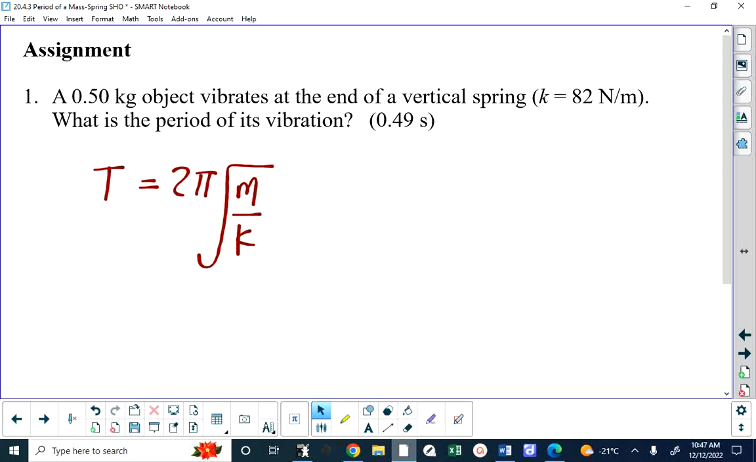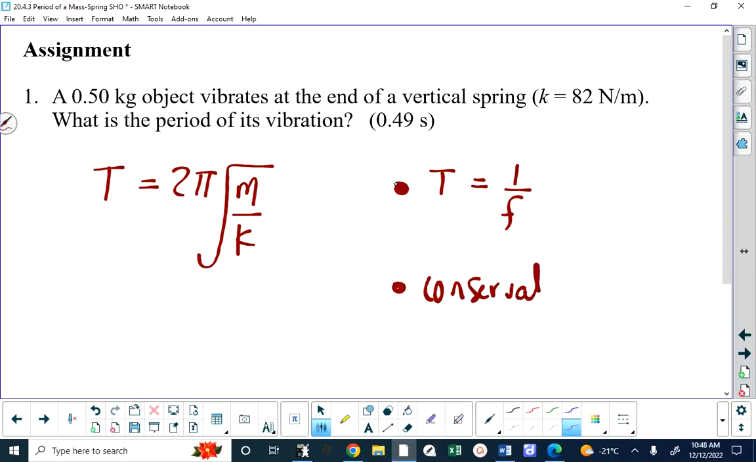You may also have to use the fact that the period is equal to the reciprocal of the frequency, or the frequency is equal to the reciprocal of the period, depending on what the question is asking you. So between that formula on the left, the formula relating period and frequency, and conservation of mechanical energy, I think you should be able to answer these questions.